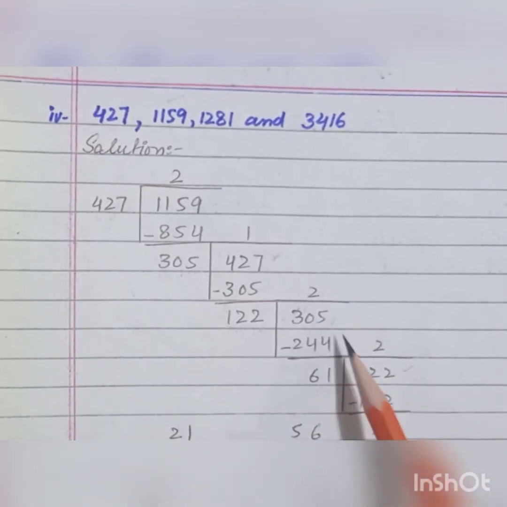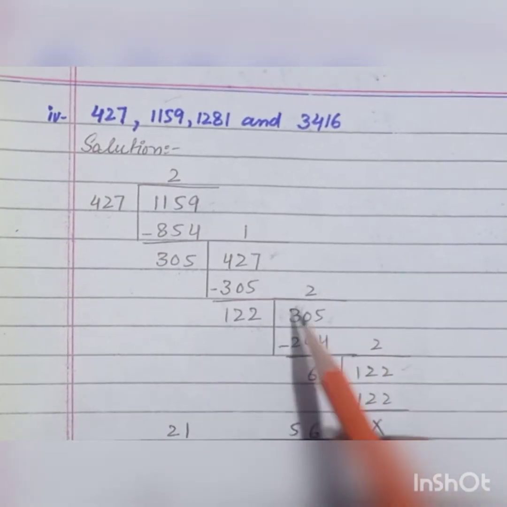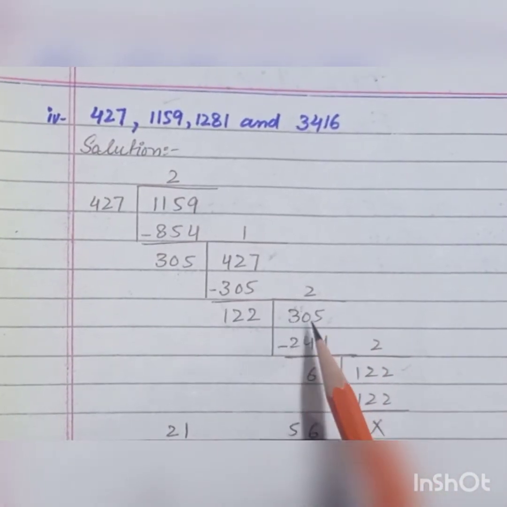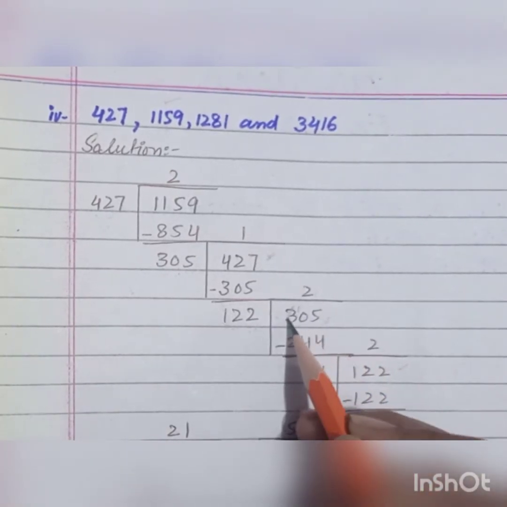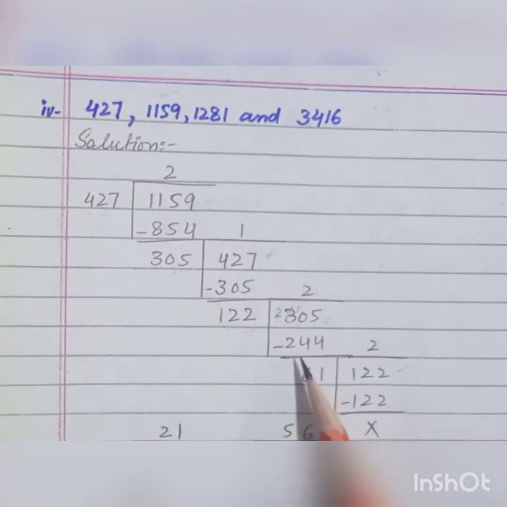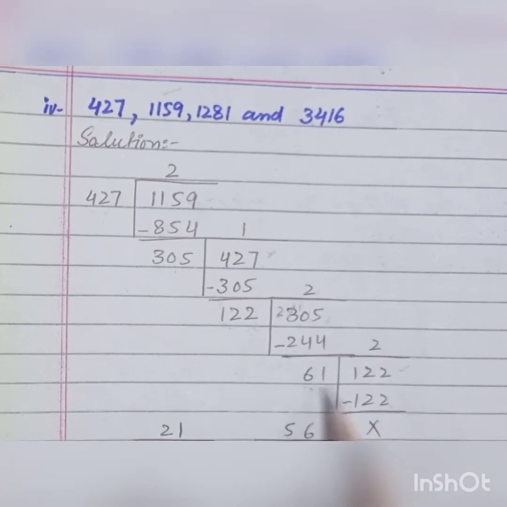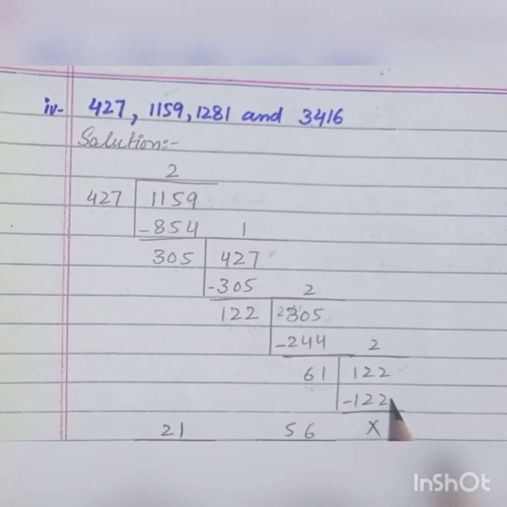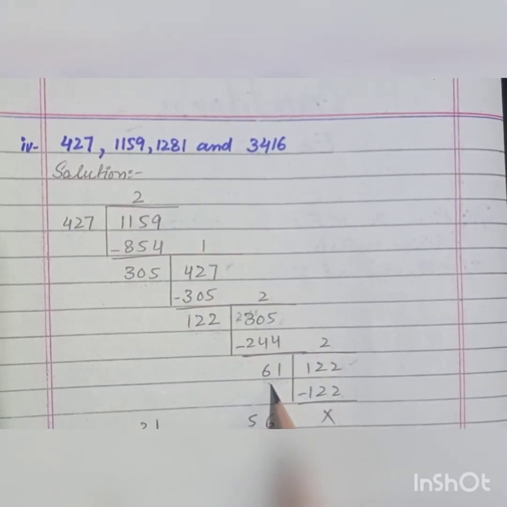Now subtract 4 from 5, the answer is 1, and 4 can't be subtracted from 0. That's why let's take 1 carry here. It would become 10. Subtract 4 from 10, the answer is 6. Here it would become 2. Now subtract 2 from 2, the answer is 0. Now take 122 as a dividend and 61 as a divisor. If I multiply 61 by 2, the answer is 122 and it leaves no remainder. We show that 61 is the HCF.